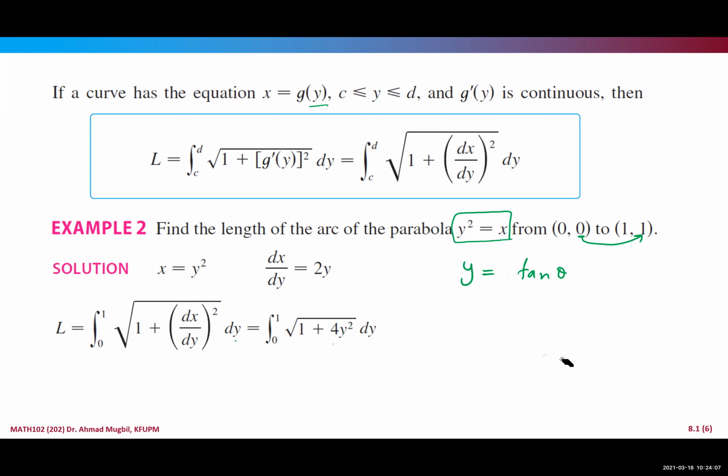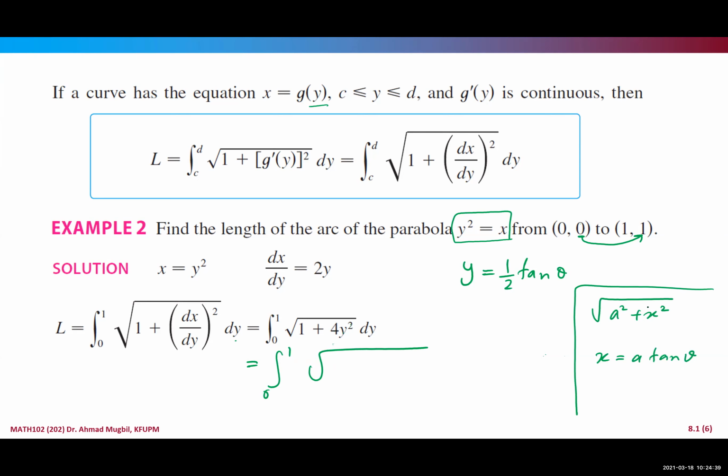We need here to use what? y equals 1 over 2? Yes, you are right. y equals 1 over 2 tan theta. How and why? Indeed, you can do it in 2 different methods. One way is to write down what you recall, what you know. You know that if you have a squared plus x squared, then you will put x equals a tan theta. If it is y here, you will put y. It is not a big deal.